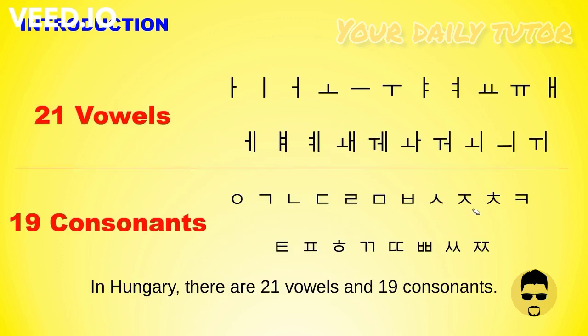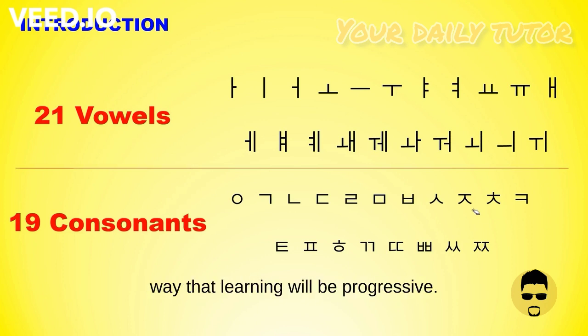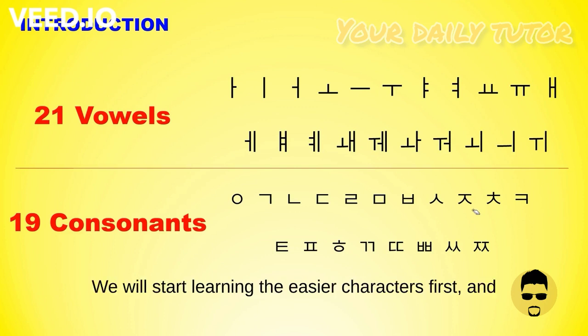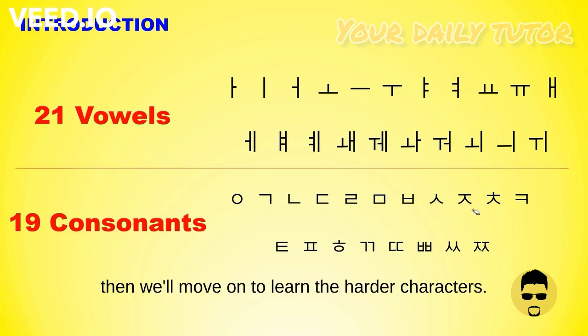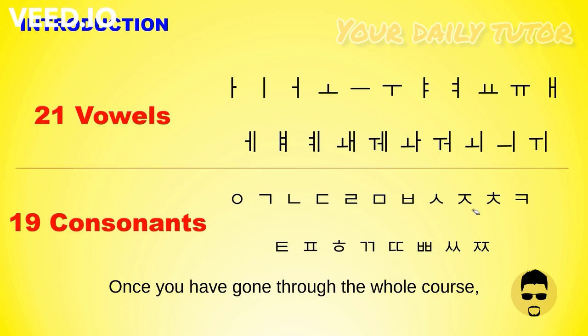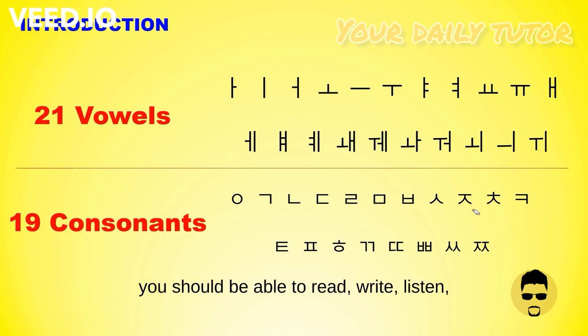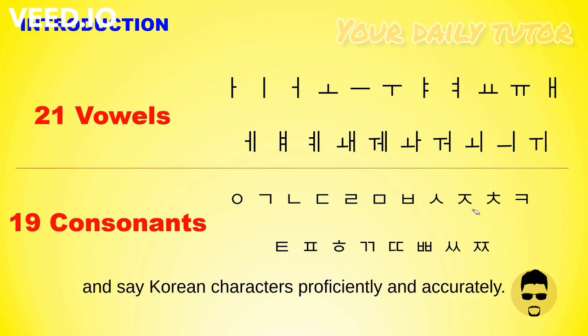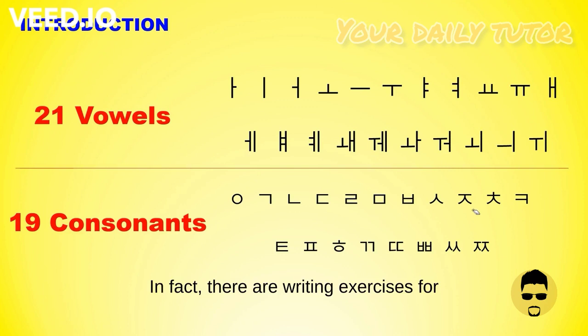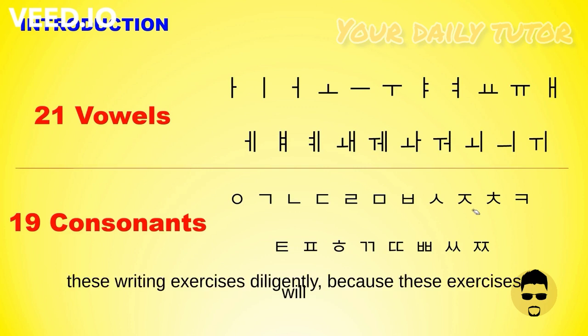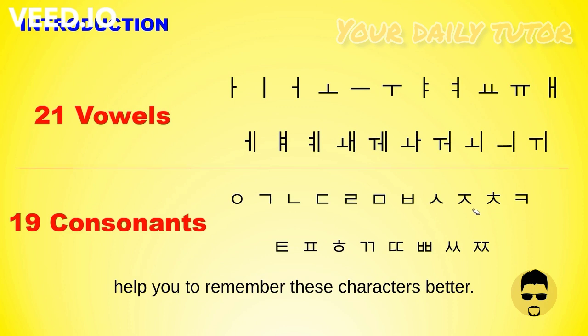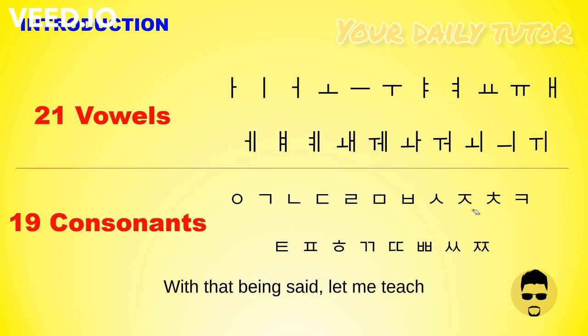In Hangul, there are 21 vowels and 19 consonants. I've designed this course in such a way that learning will be progressive. We will start learning the easier characters first, and then we'll move on to learn the harder characters. Once you've gone through the whole course, you should be able to read, write, listen, and say Korean characters proficiently and accurately. In fact, there are writing exercises for you to do during this course. I highly recommend all of you to do these writing exercises diligently because these exercises will help you to remember these characters better. With that being said, let me teach you the first point about Hangul.